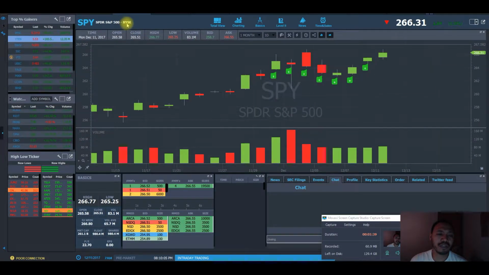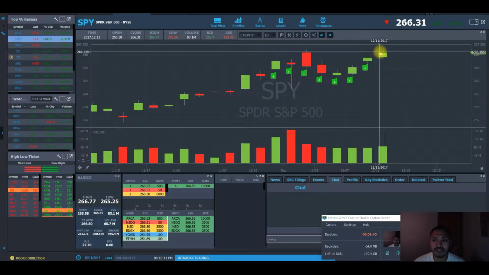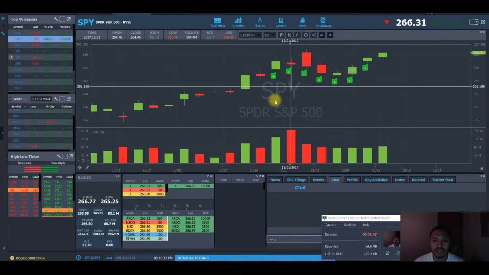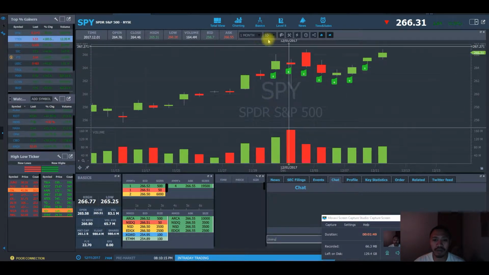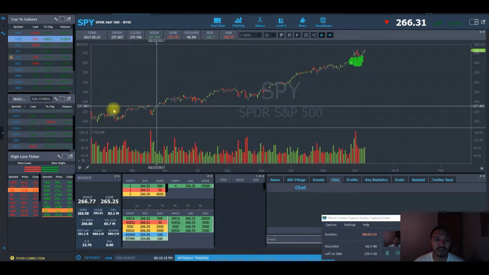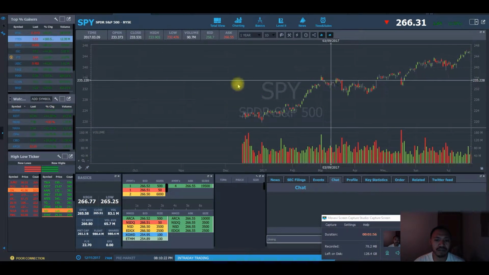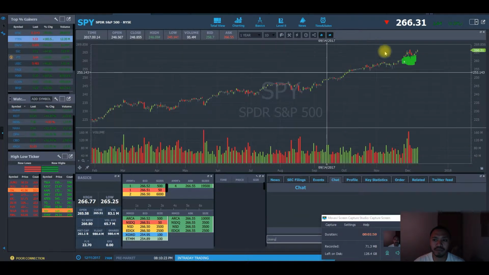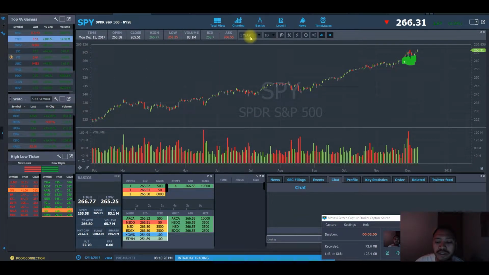S&P 500 is a New York Stock Exchange. This is the overall market for technology stocks, Nasdaq stocks, and everything else. See, it's closing green, and we're doing really good. The market's been doing really great for a while. So if you look for the past year, it's been going straight up, which is awesome. I'm bullish, so I prefer to go long. I prefer long trades.